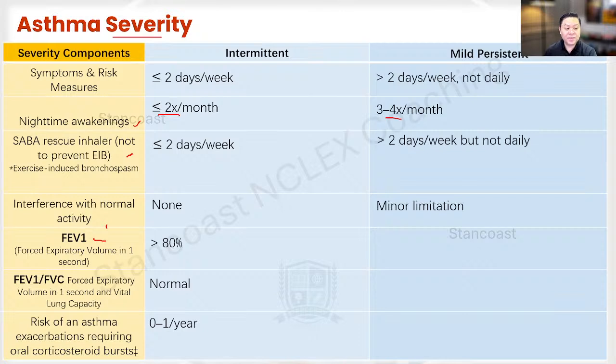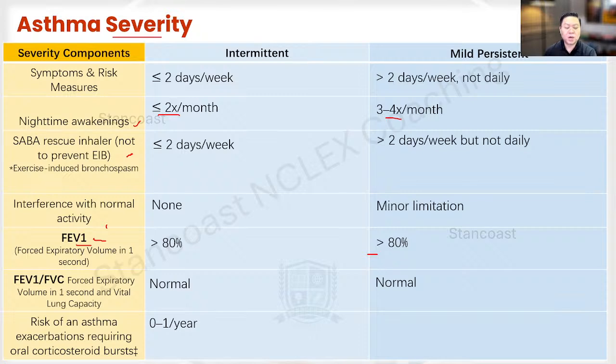Now, talking about the FEV1, again, the forced expiratory volume in 1 second, their lung function is still pretty good, around 80% or more than what is expected. So take a look into the comparison, pretty much the same with the intermittent. Now, talking about the FEV1 and the FVC ratio, there's going to be some normality in that ratio, showing that their lungs are handling the airflow well.